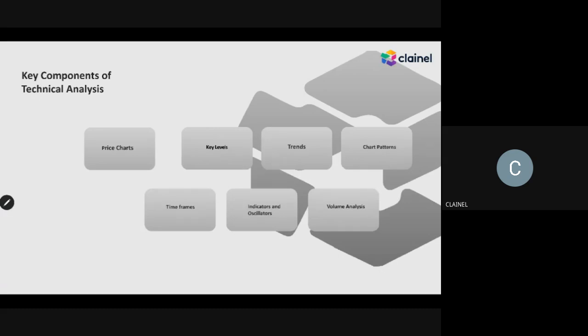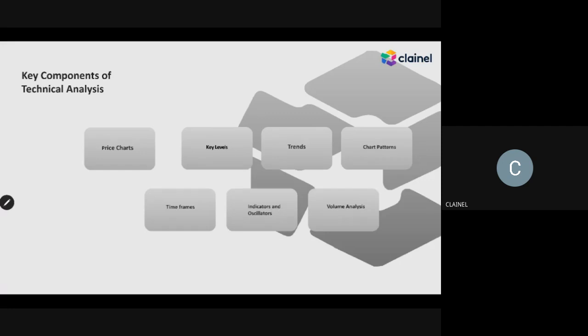Then next one we have is chart patterns. These are previous modes of candlestick formations. There are certain ways candlesticks form, and we have different chart patterns. We have the ascending triangle, the descending triangle, the pennant patterns, the wedge patterns, and so many more. We have the cup and handle. We have the flag, bullish flag, bearish flag.